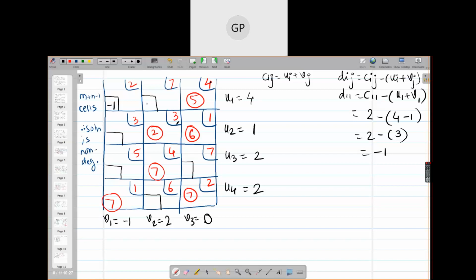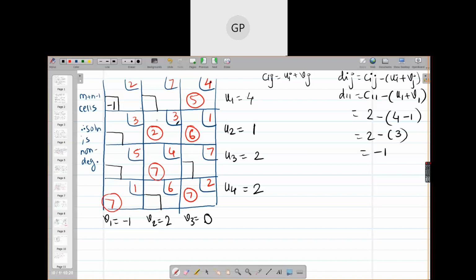So this minus 1 indicates what? Tell me. The very first value is negative. That means your solution is not an optimal solution. Is it optimal? Not an optimal solution.